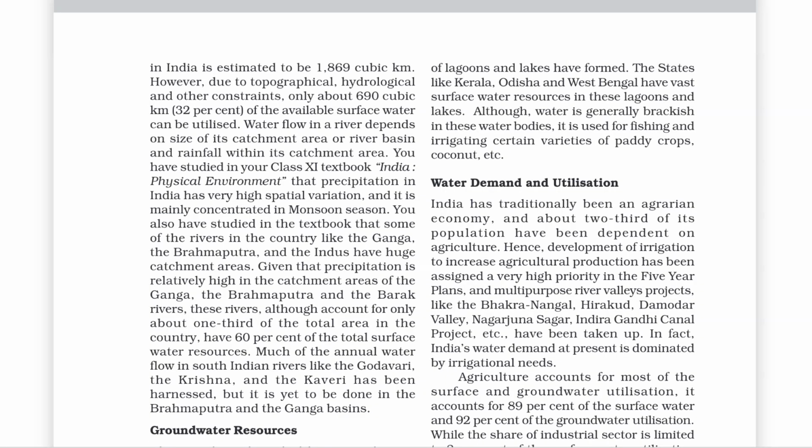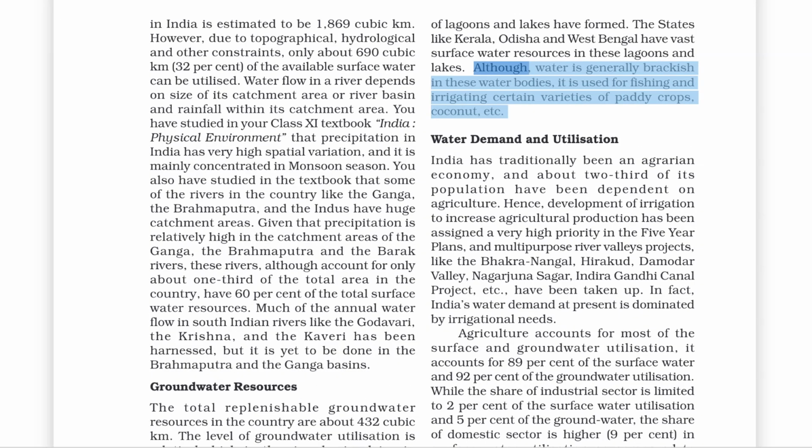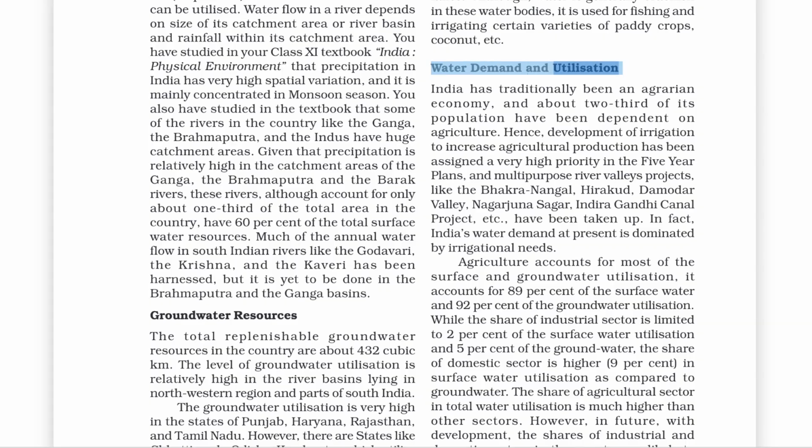Of lagoons and lakes have formed. The states like Kerala, Odisha, and West Bengal have vast surface water resources in these lagoons and lakes. Although water is generally brackish in these water bodies, it is used for fishing and irrigating certain varieties of paddy crops, coconut, etc.